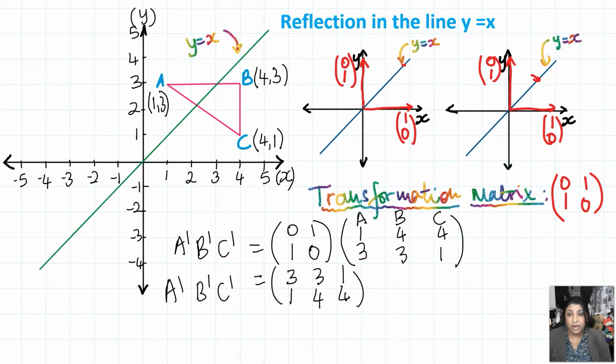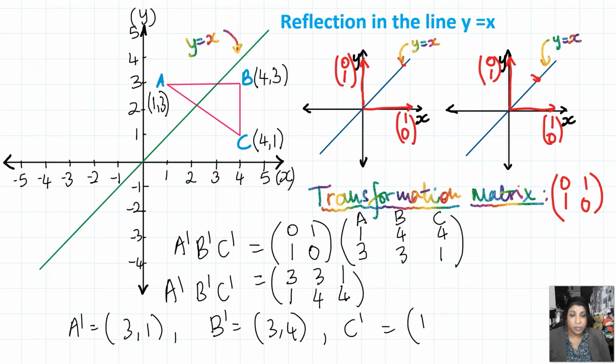So now I can write down the new transformed vertices. A prime is now going to be equal to (3, 1), B prime is going to be equal to (3, 4), and C prime is going to be equal to (1, 4). Right, now let's use these new images and see if this triangle has now reflected.